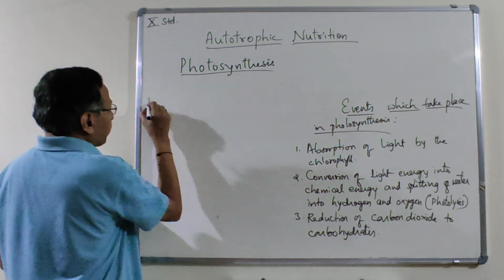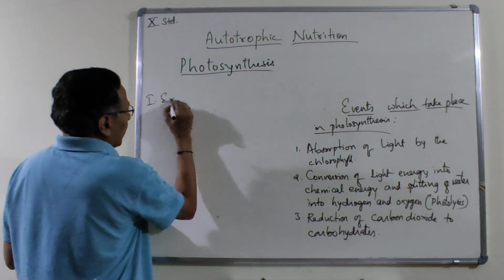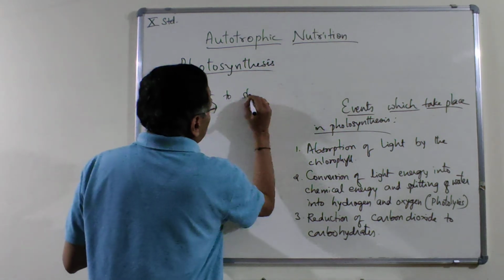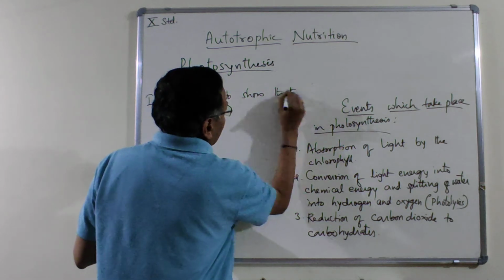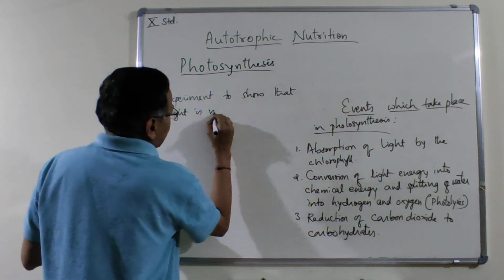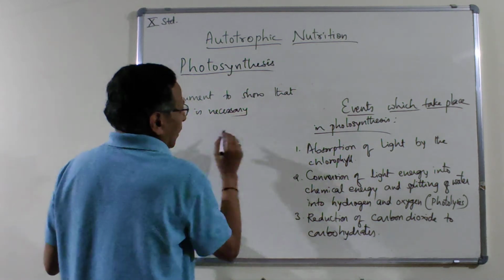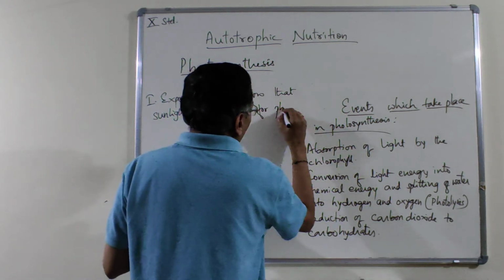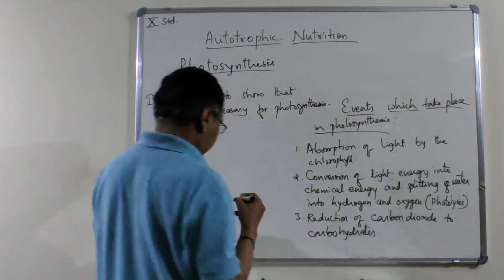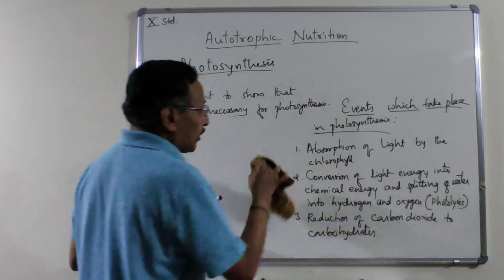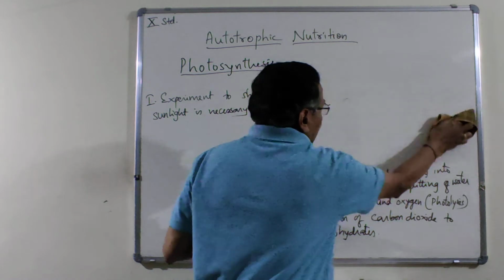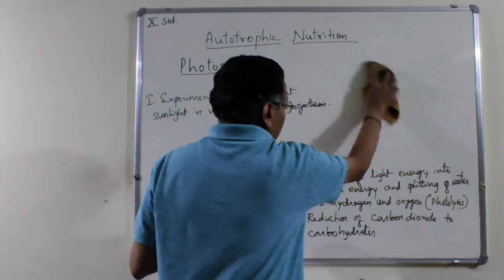So, firstly, experiment to show that sunlight is necessary for photosynthesis. First experiment to show that sunlight is necessary for photosynthesis. How you do it? Very simple.